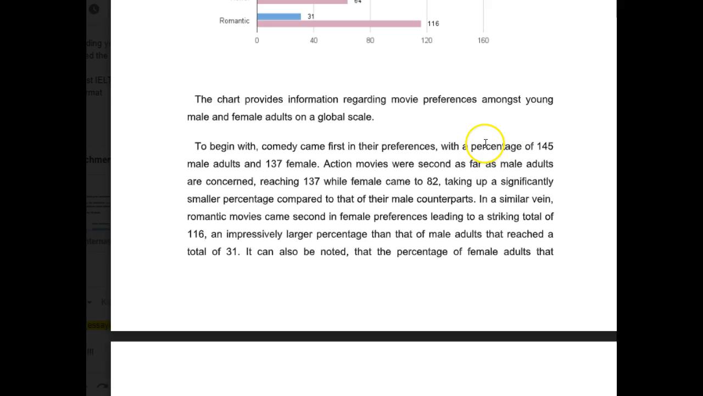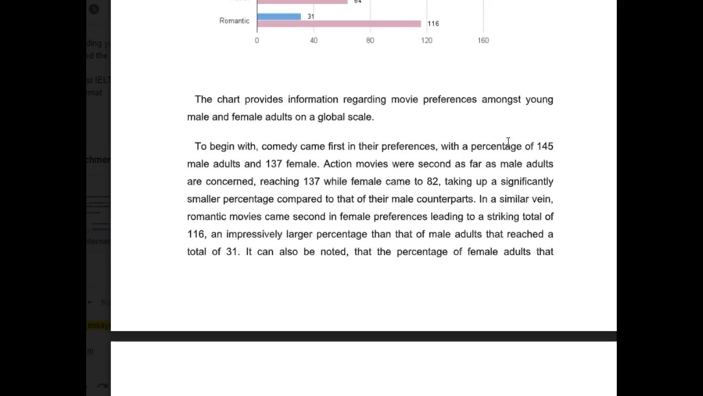You're talking percentage here, but how can you have 145%? It's not possible. So this use of the word percentage is wrong. Percent can only be up to 100. So what you really meant here is a figure. Figure is a great word because it's kind of a catch-all. Whether you're talking about percentages, numbers or units, it's a great word to use in this context, okay? So let's try it again like that. To begin with, comedy came first in their preferences with a figure of 145 male adults and 137 female.